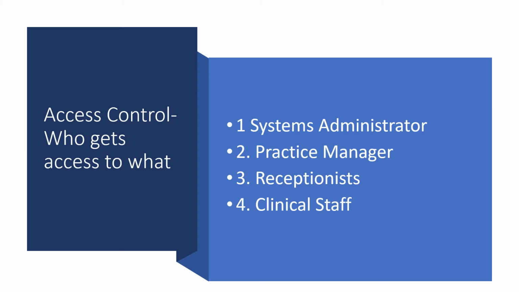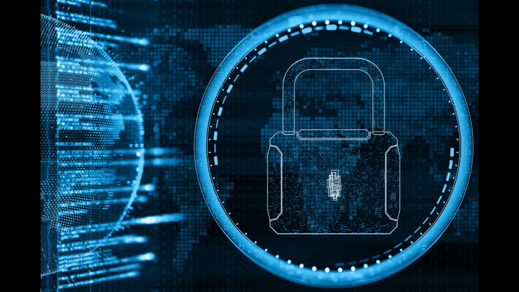Number 2, the practice manager. They have access to financial, clerical, and network systems. Number 3, the receptionists. They have patient administration access. Number 4, the clinical staff. They have access to the clinical programs, and they can be divided into the doctors, nurses, or any other allied health professionals. Everyone needs a password or some other unique authentication method.